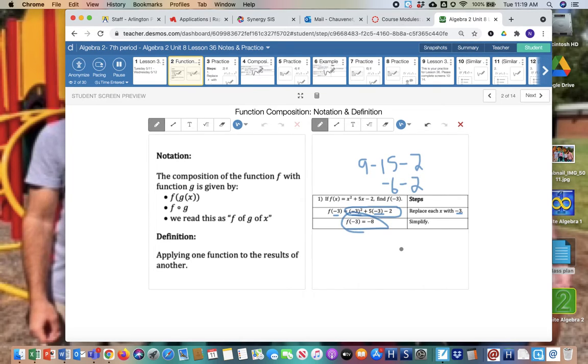Now we do need to write that with the f of negative 3. You don't just write negative 8, because really we could have substituted anything in for x, so you could get basically an unlimited number of answers. So f of negative 3 equals negative 8 means when we put a negative 3 in for x, then our solution, or basically our f of x or y value, is negative 8. So you do need to write this entire notation for your answer.